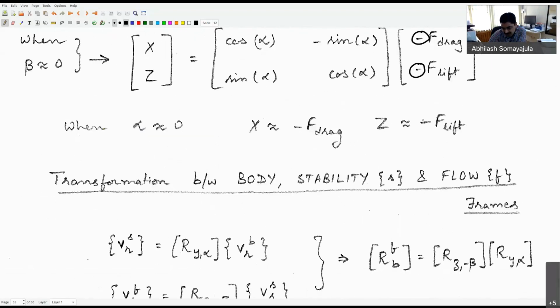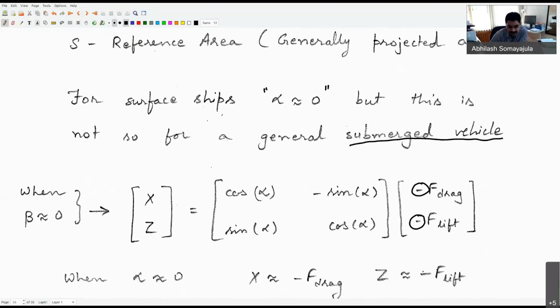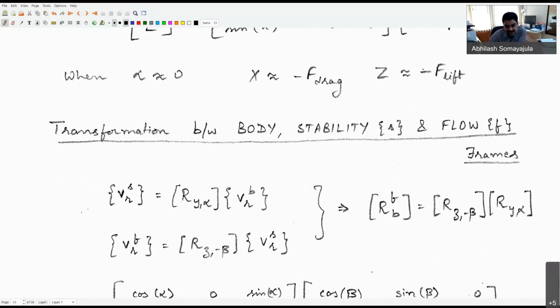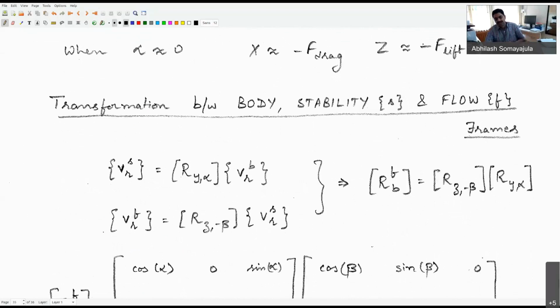Okay, but now let's do the full transformation. Here we looked at what happens when beta is 0, but let's say when beta is not 0, how do we go ahead with the transformation? So we again use our vectorial notations which we had defined previously. We know what is the relative velocity in the body fixed frame. We multiply that by an angle rotation matrix about y-axis by an angle alpha, and we reach the stability axis. We reach what is the relative velocity in the stability axis.